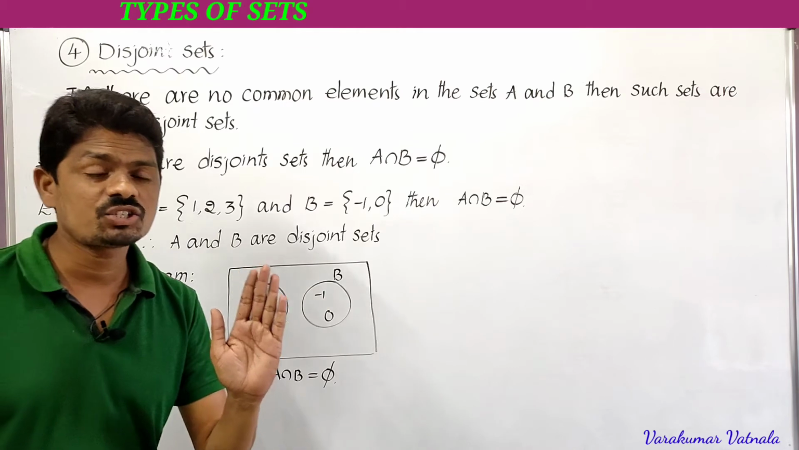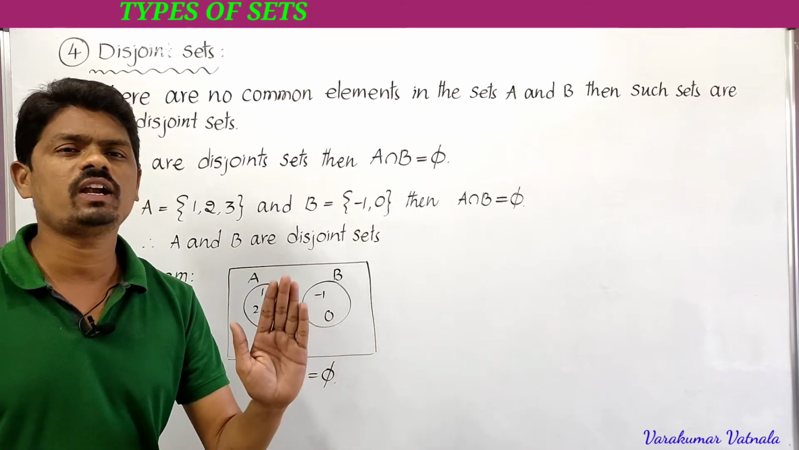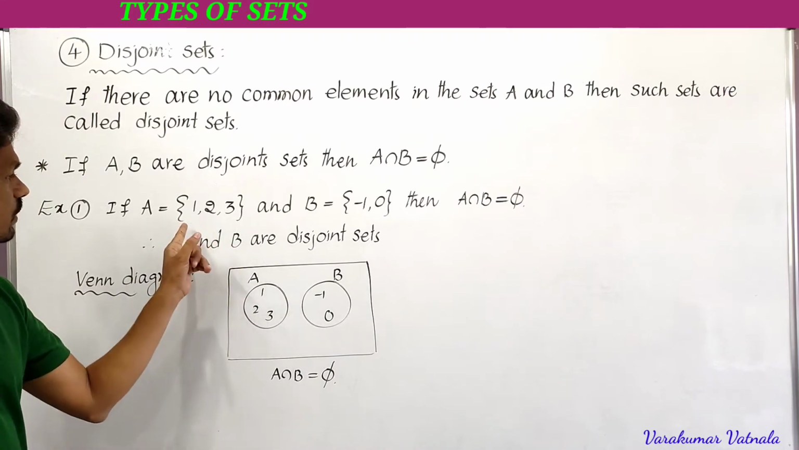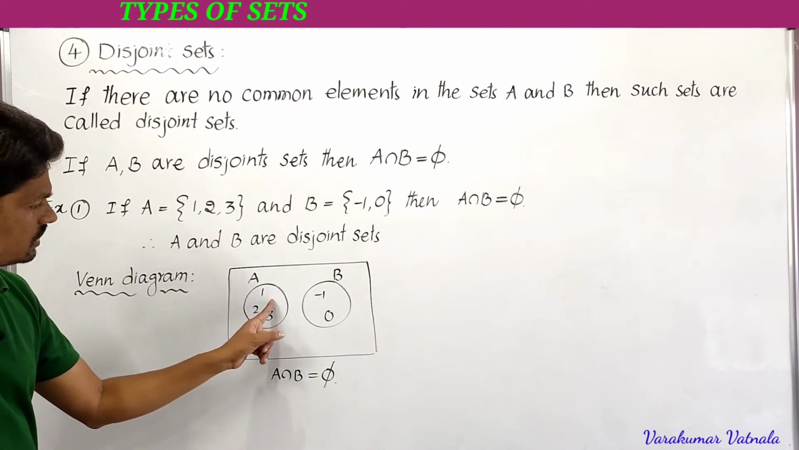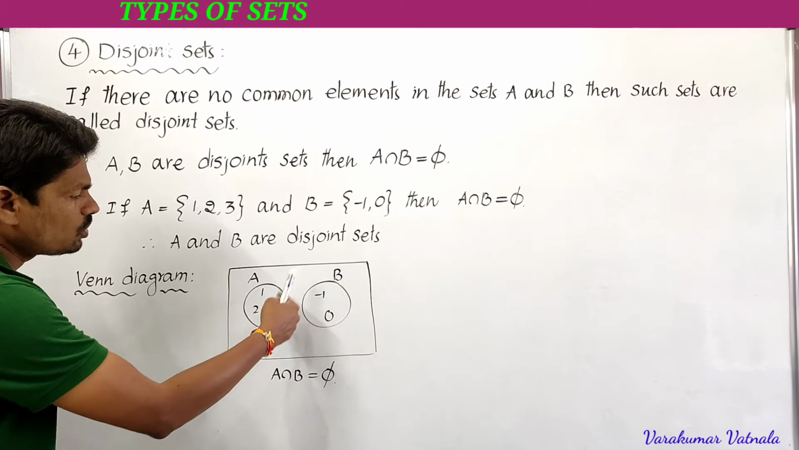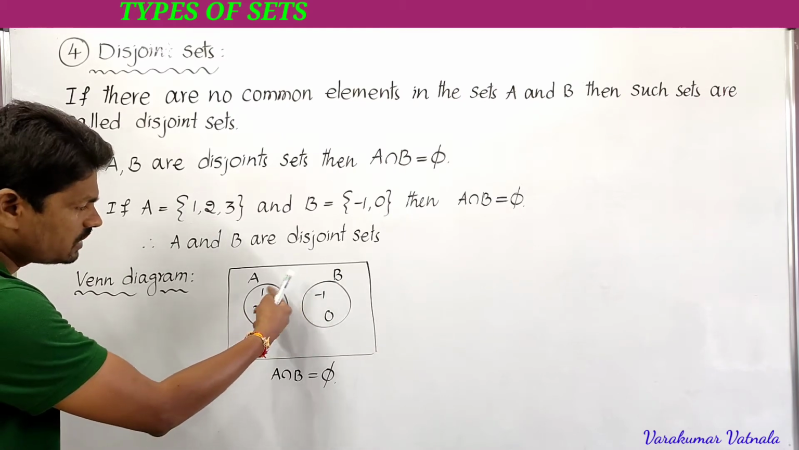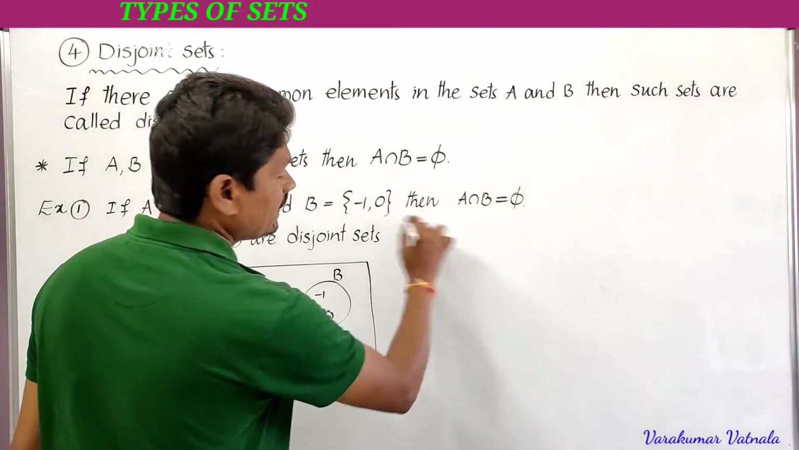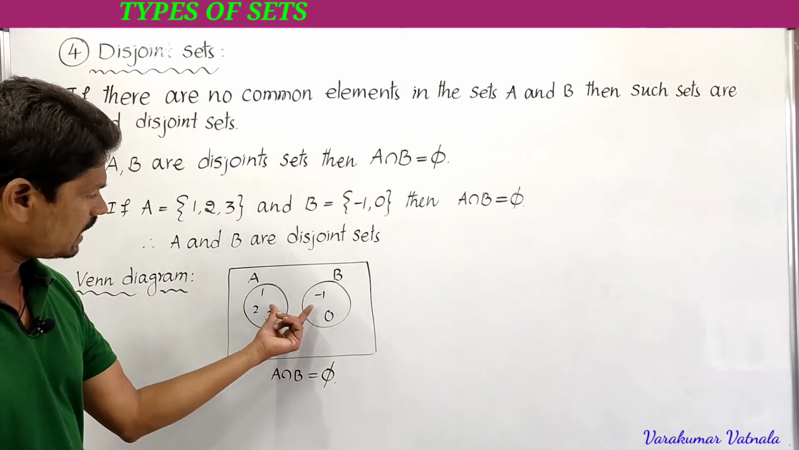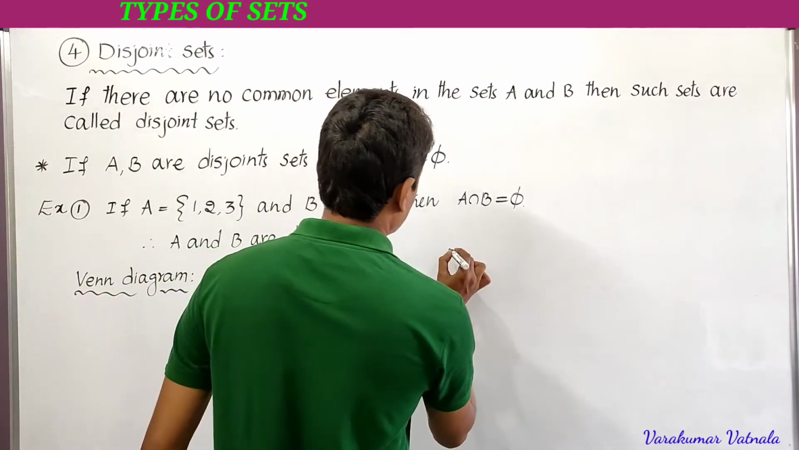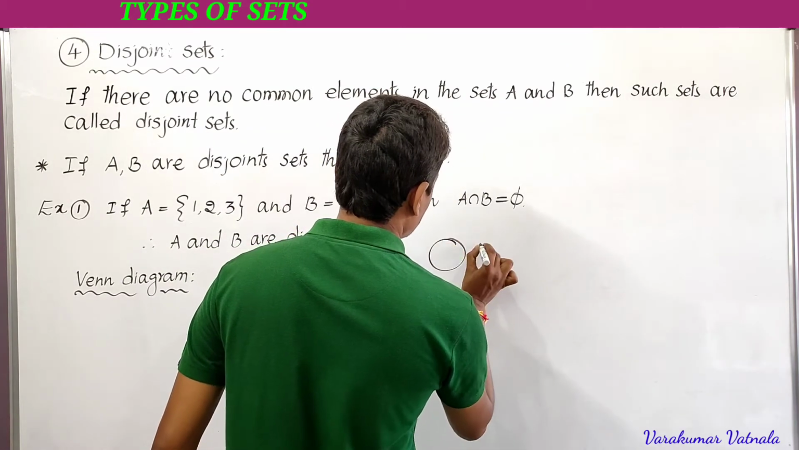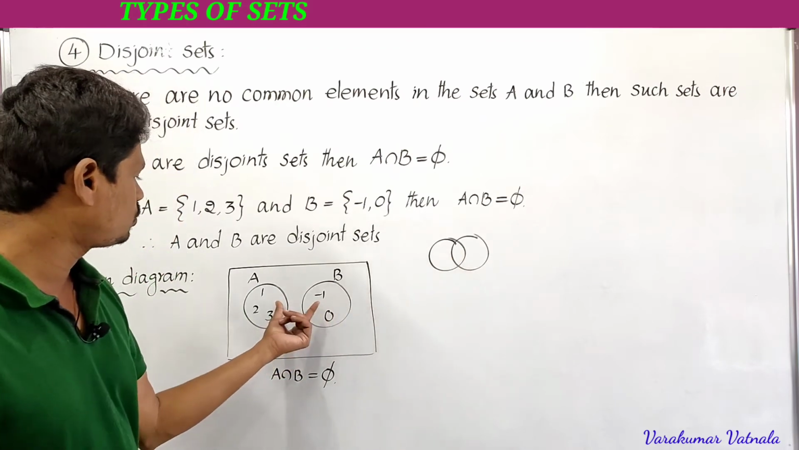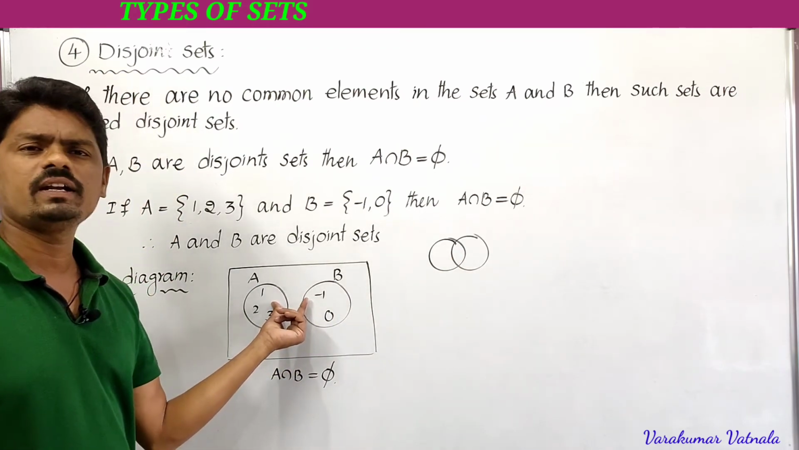So representation of disjoint sets using a Venn diagram, very important. This is the Venn diagram of disjoint sets. This is set A and set B. Since there are no common elements, there is no common area. Generally if there is a common area, we write like this, but here there is no common area. These two are independent sets.